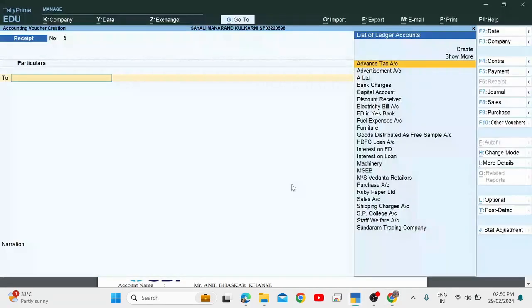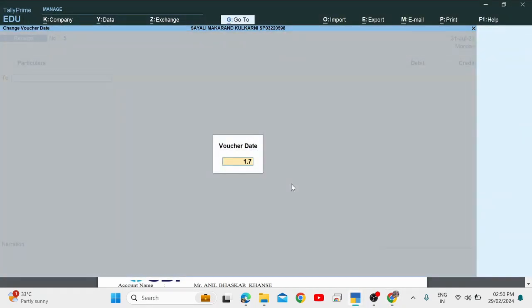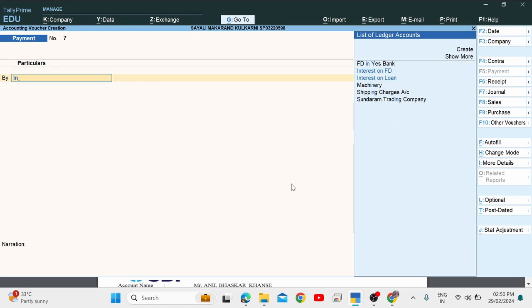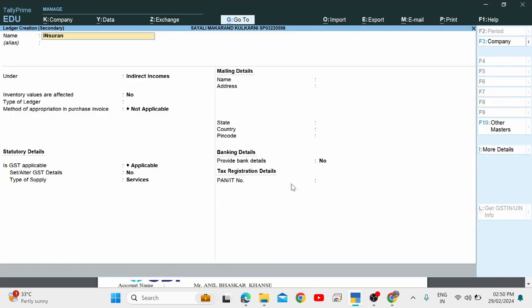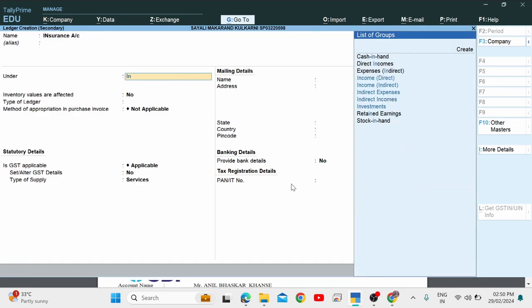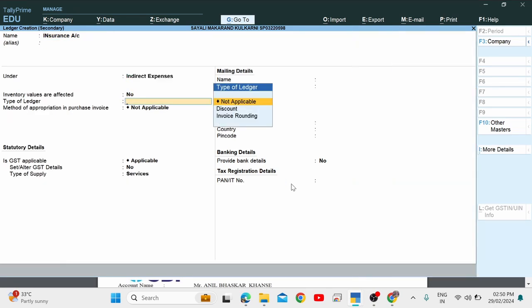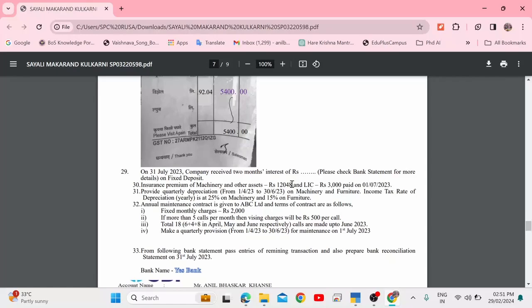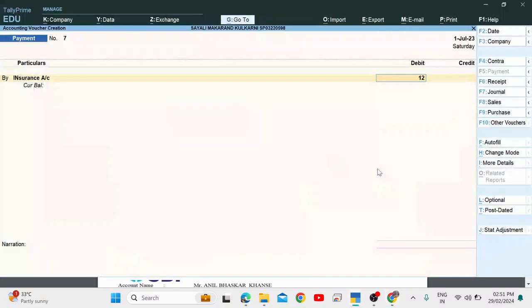Since the payment was made on 1/7, first select 1/7, and then select the payment voucher type, F5 payment voucher type. I am now in the payment voucher type. Now, what you paid is insurance, so Tally is asking for the debit account. You have an insurance account here? No. Then say insurance account. Insurance account under what? As I said, indirect expenses, because it is on the debit side of profit and loss. How much did you pay? 12,048.